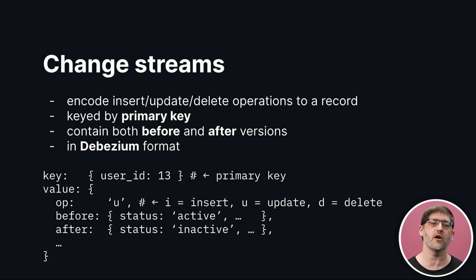So the key here contains what the user may have indicated as the primary key, in this case, a user ID, lucky number 13. The value is the Debezium envelope format that I talked about. So it's got an operation. Here it's a U because it's an update, but it could be an insert or delete. And then you have the before version where the user status was active, and then it transitioned to an inactive state.